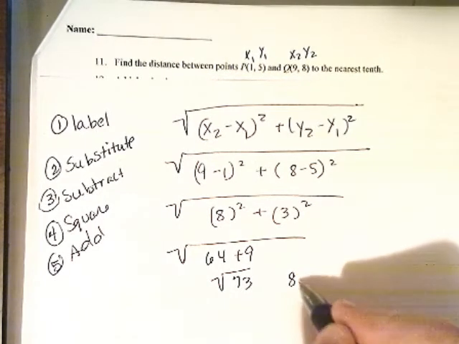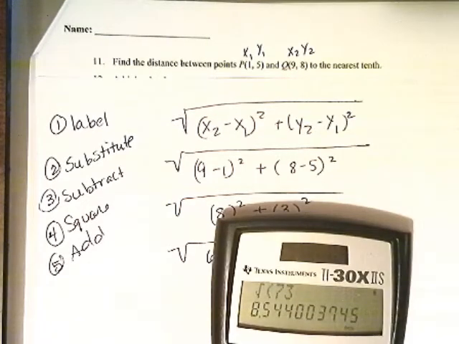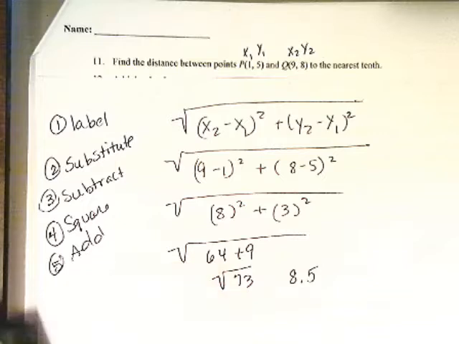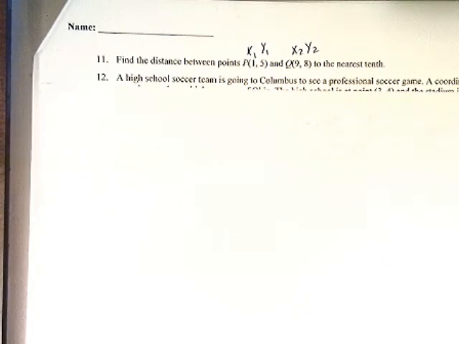And that is 8.5. The calculator says 8.54, round to the nearest tenth, 8.5. Number 12 says a high school soccer team is going to Columbus to see a professional soccer game.